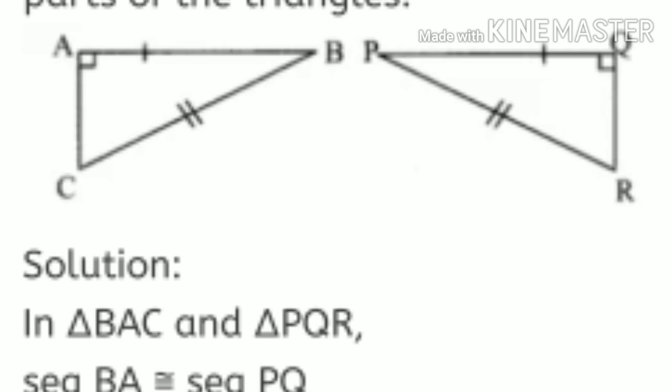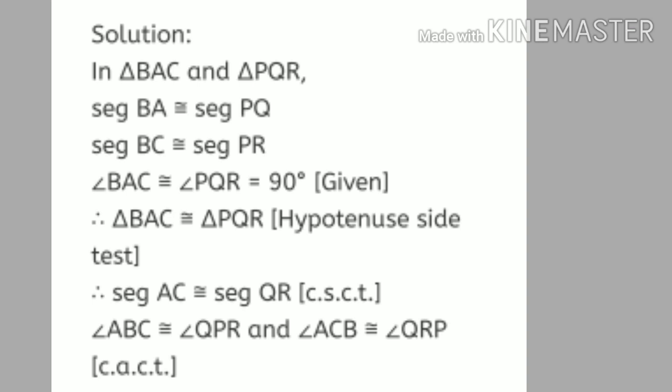So hypotenuse BC is congruent to hypotenuse PR. And side AB is given to you congruent to side PQ by marking the same identical mark. So therefore these two triangles, that means triangle ABC and triangle PQR, are congruent to each other by hypotenuse side test.